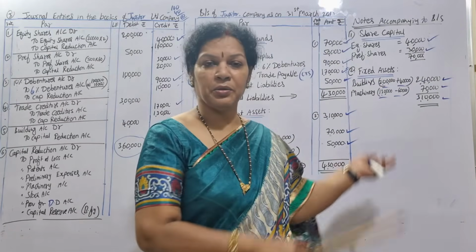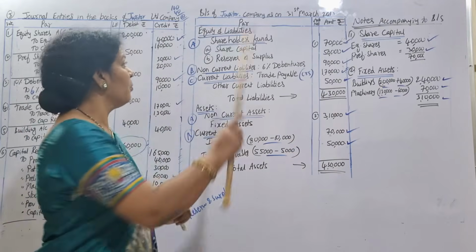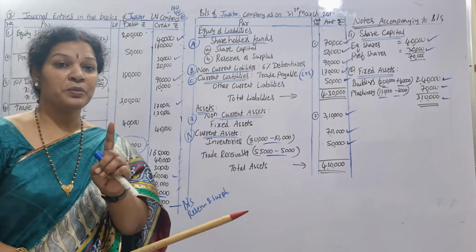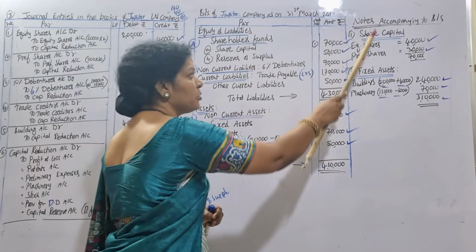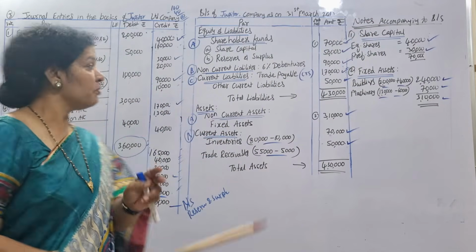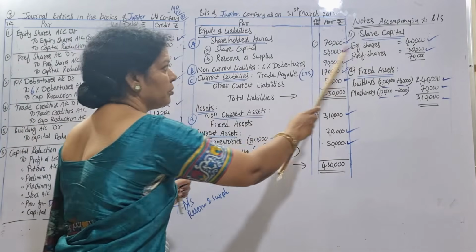If this is clear, coming to the balance sheet. Balance sheet is very simple. Liabilities, three parts are there. One is equity, shareholders funds. Shareholders funds means share capital and reserves and surplus. Shareholders funds means this, you got it from here: equity shares plus preference shares. Which value? This value. 40,000, 30,000. Okay, 40,000, 30,000 you got it.